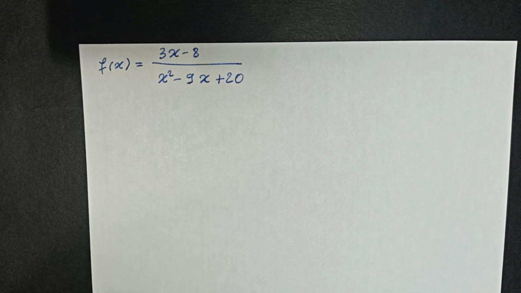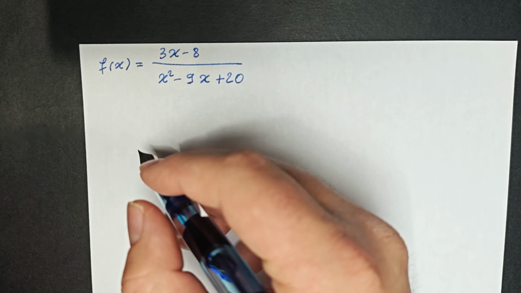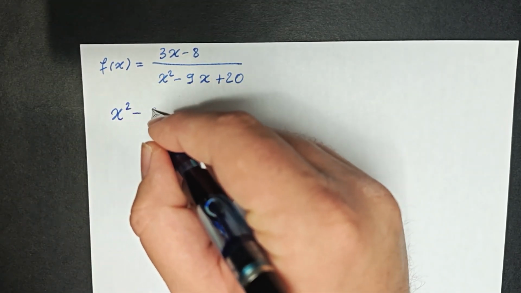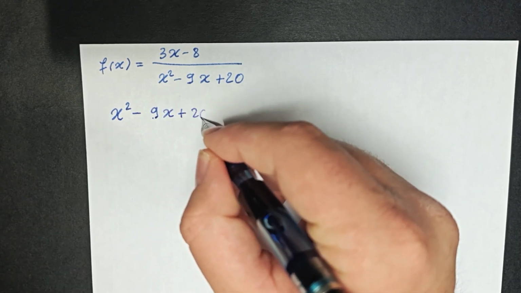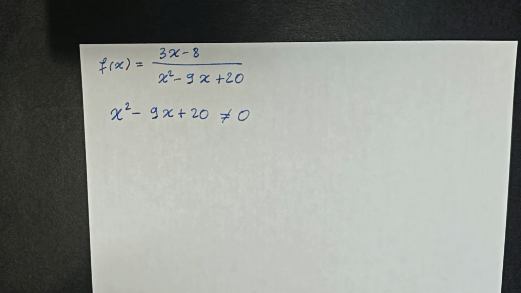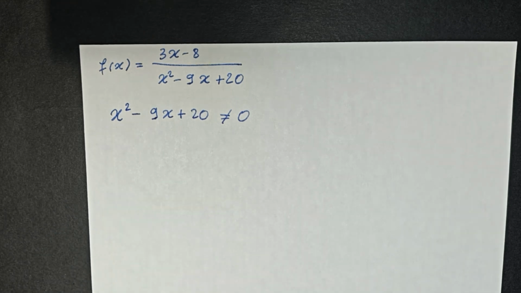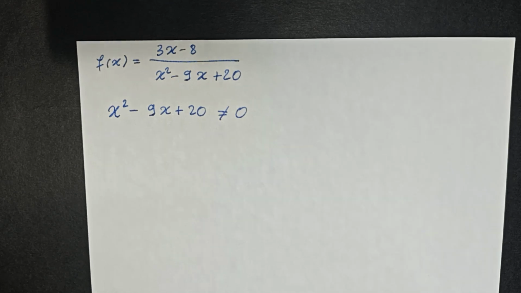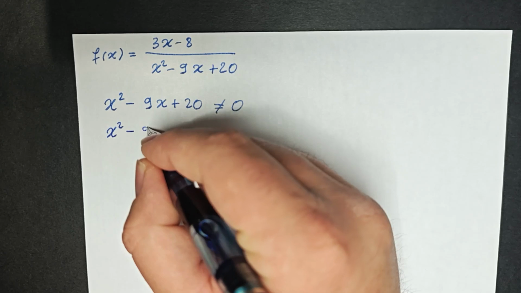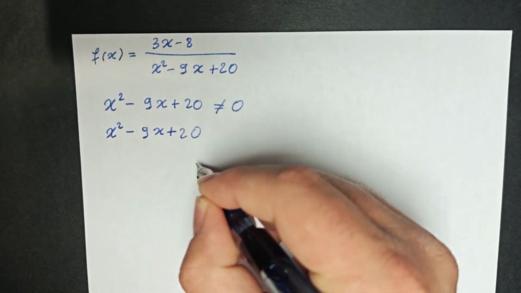Division by 0 is not allowed, so the denominator of the fraction has to be different from 0. The denominator of this fraction is x squared minus 9x plus 20, and that has to be different from 0. Essentially, we are looking for x values that are going to produce 0 in the denominator. We are going to find those x values by factoring this trinomial, x squared minus 9x plus 20.